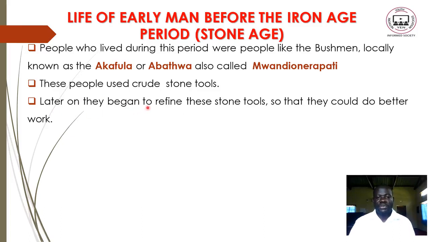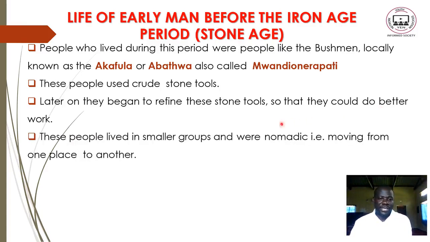Later on, they began to refine these stone tools so that they could do better work. As time went by, they started to improve those stones and shape them like an axe, like a hoe. But at first they were just getting the stone and maybe scratching the ground, and that was farming to them. Later on, they began to refine those things. These people lived in smaller groups and were nomadic. That is, they were moving from one place to the other. They were wanderers, just moving from one place to another because they did not have permanent things to rely on.